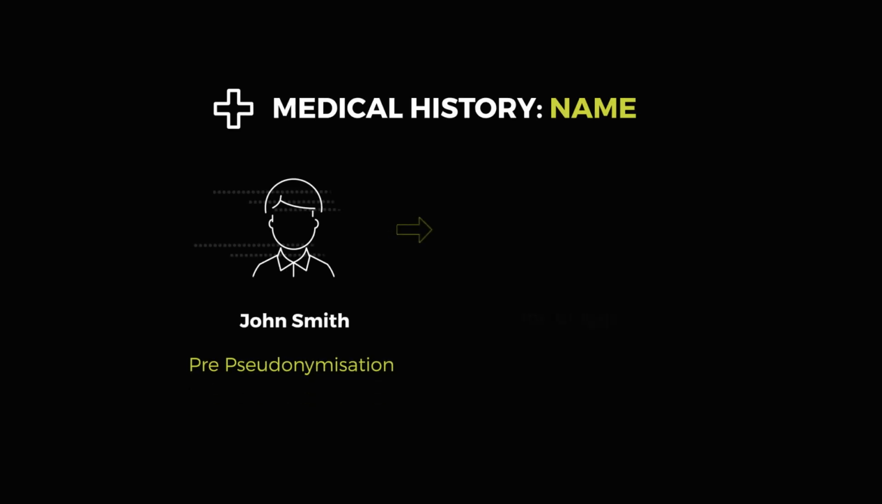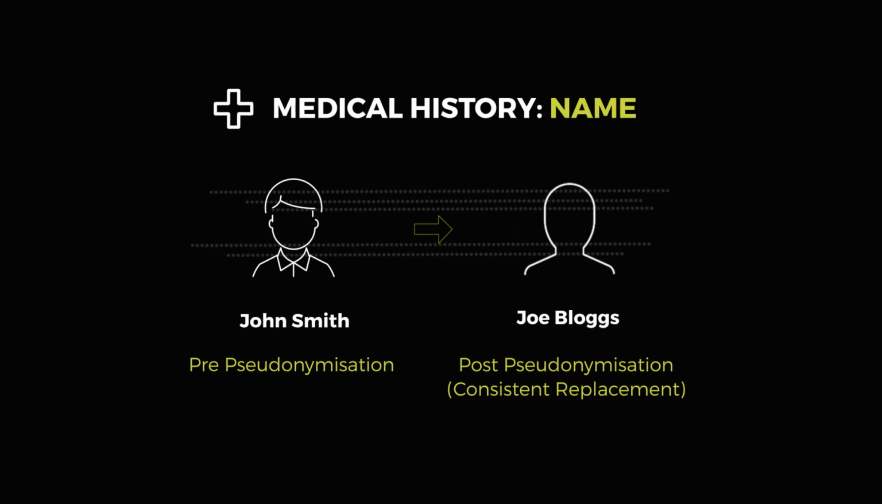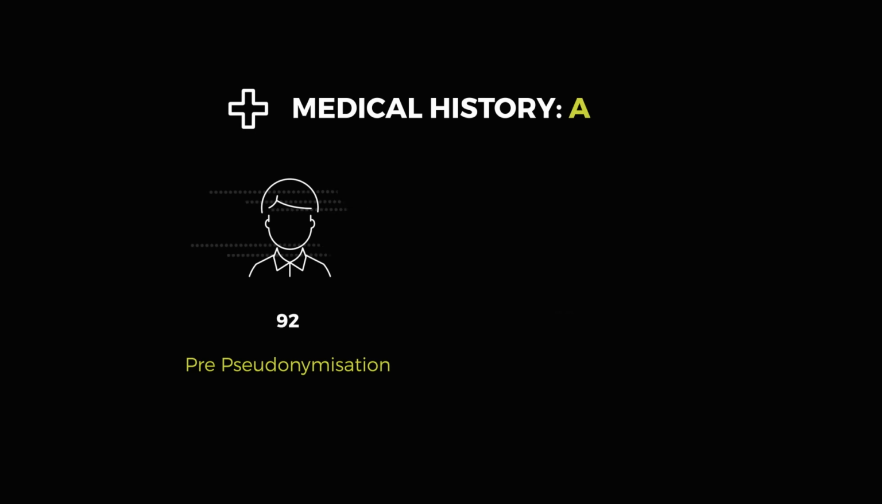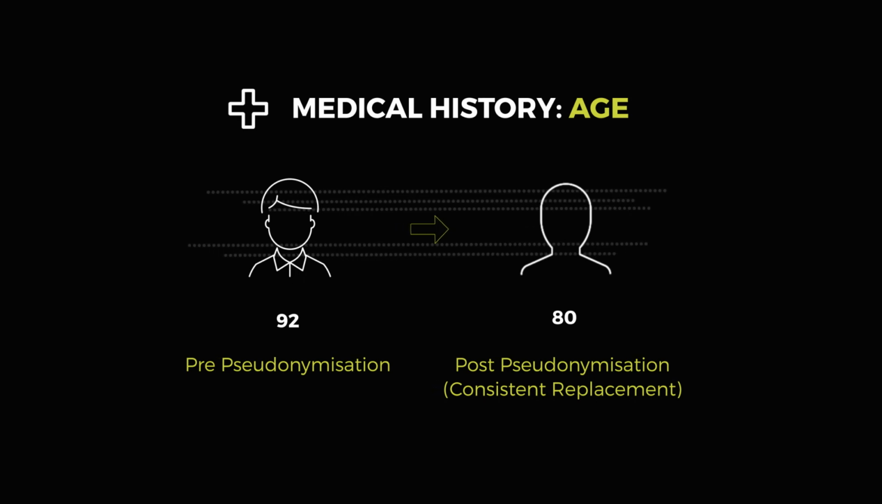Name pre-pseudonymization equals John Smith. Name post-pseudonymization using consistent replacement with statistical distribution equals Joe Bloggs. Age pre-pseudonymization equals 92. Age post-pseudonymization equals 80. All ages rounded to the nearest 10 and capped at 80.